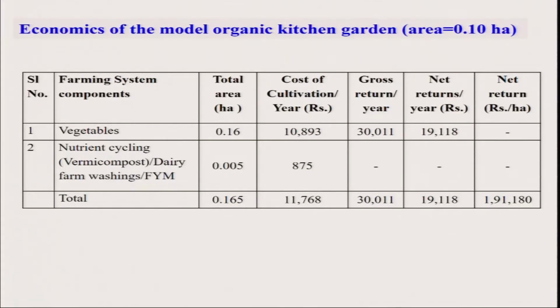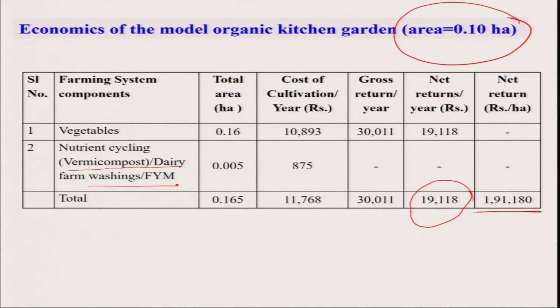If you see the economics, we have just a very small area of organic kitchen garden, only 0.1 hectare. We grow different types of vegetables throughout the year, and we do a lot of nutrient recycling, that is washing, FYM, vermicompost, and you see how much total return we are getting. We are getting more than 19,000 from 0.1 hectare. 19,000 is not a very small amount. It ultimately leads to 1,91,000 per hectare per year.